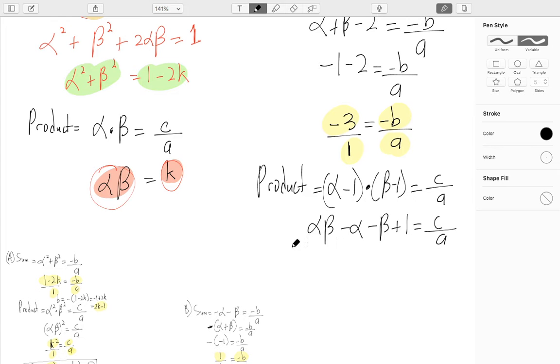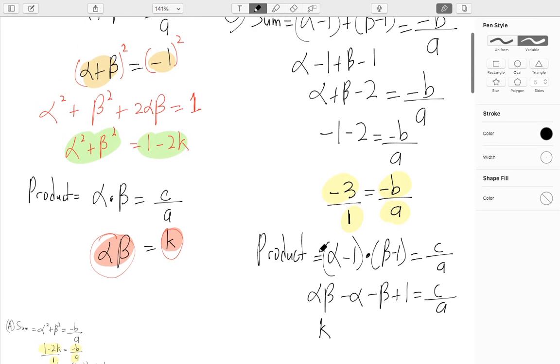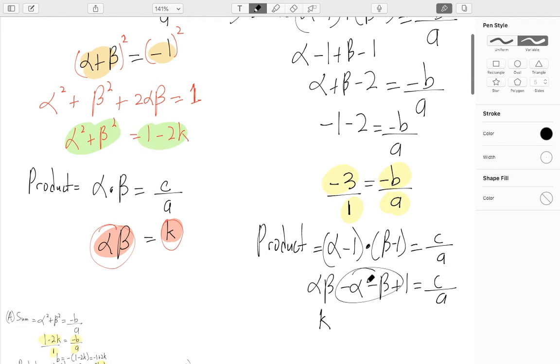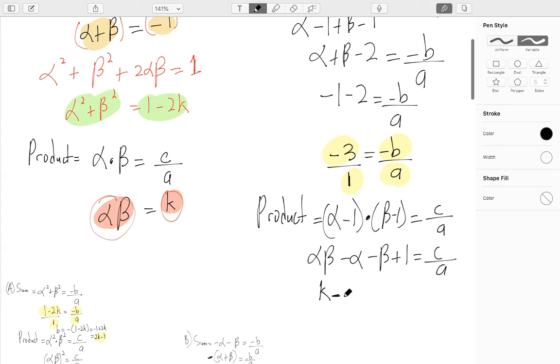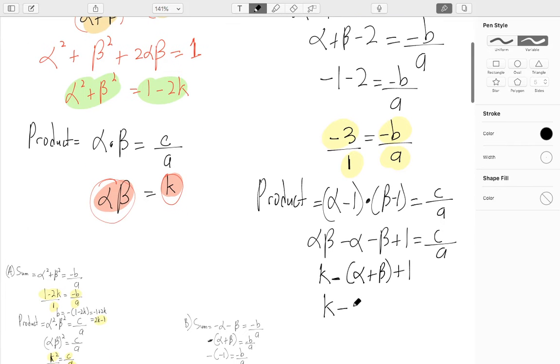Can we simplify this? We do know alpha beta, right? Alpha beta is k. So let's do that. So we have k. But how about this stuff? Minus alpha minus beta. Have we seen that before? Not exactly, but we have seen alpha plus beta. So we can make this look like alpha plus beta. We've done this before. We factor out a minus 1, or just a minus if you like. So it's minus alpha plus beta plus 1. And alpha plus beta is minus 1. So we plug that in. So finally we have k minus minus 1, because alpha plus beta is minus 1, plus 1 is equal to c over a.